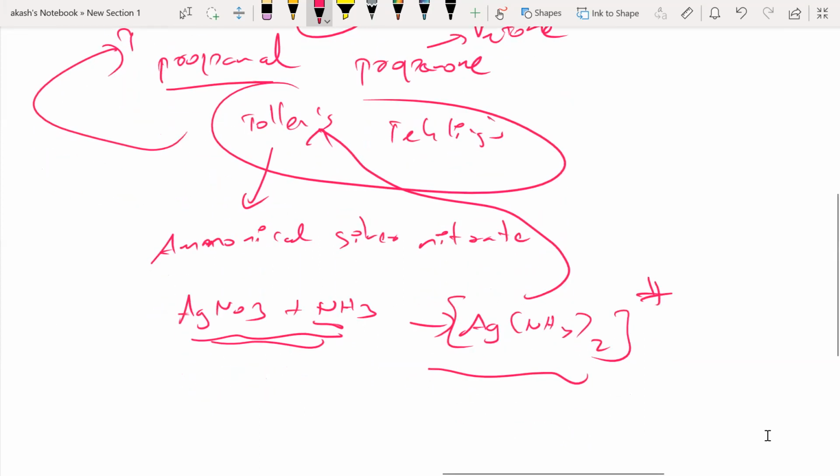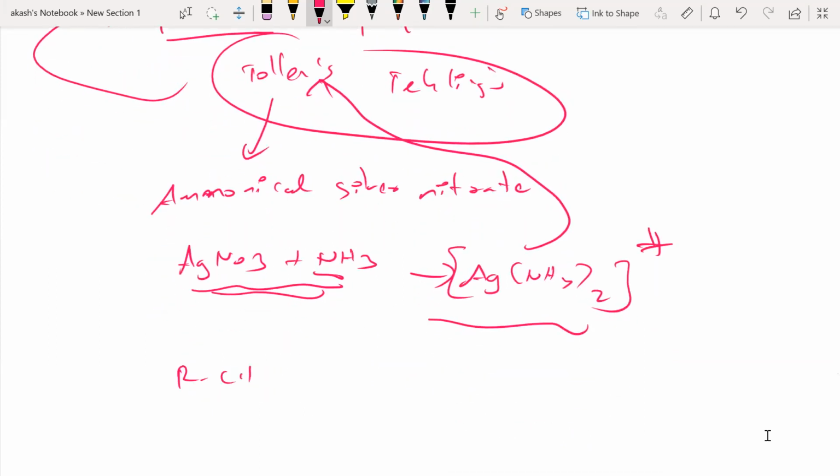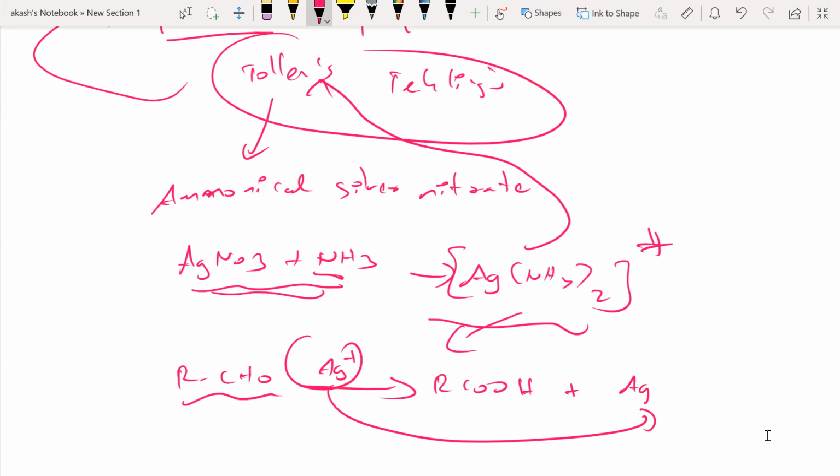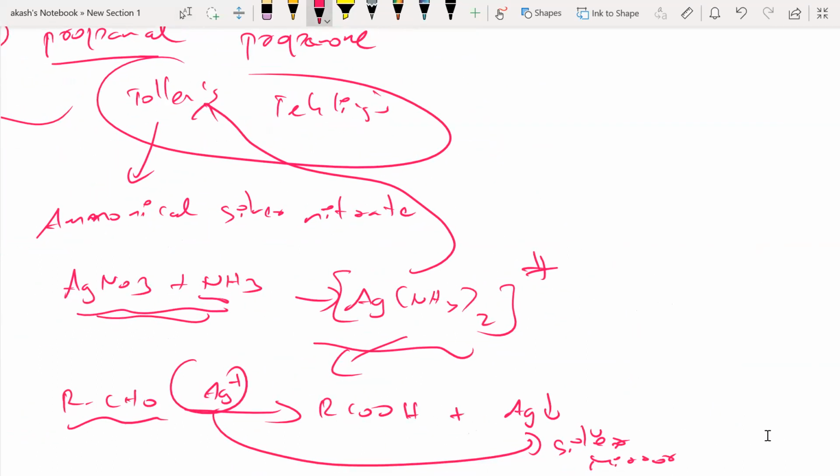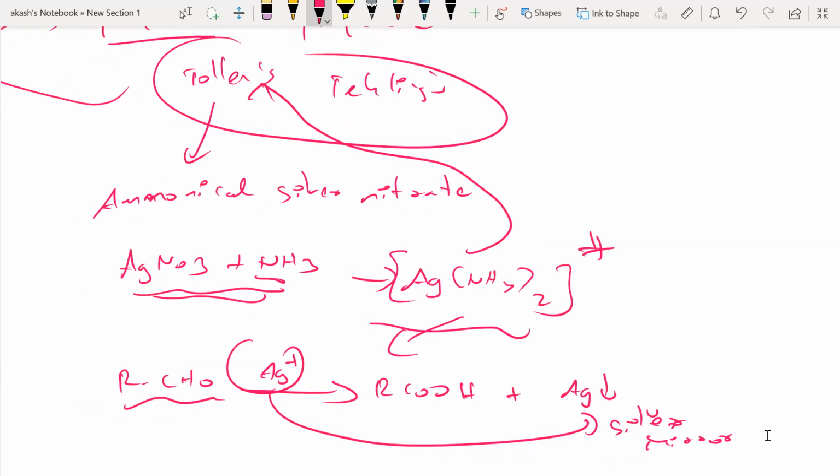We know what is going to happen if we have an RCHO and this Ag plus complex. This is a mild oxidizing agent, so it converts the aldehyde into the acid RCOOH, and the Ag is converted into silver precipitate, a silver mirror. That's what happens in the Tollens test. Okay, Fehling's test. What is there in Fehling's, people? What is Fehling's reagent?